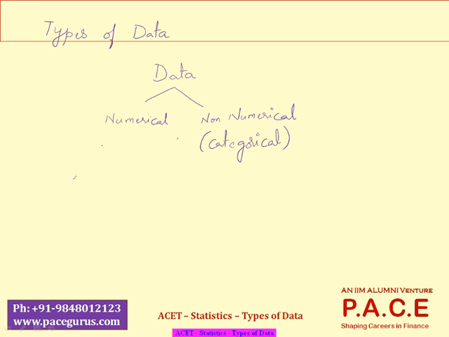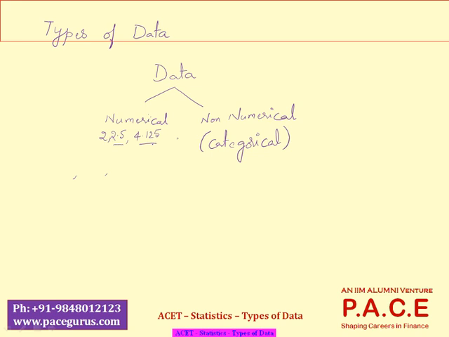So the simple numerical data is any numbers. For example, 2, 2.5, 4.125, all these are examples of numerical data. They may be in the form of integers, they may be in the form of decimal numbers like this. Whatever it is, if it contains a number in it, we classify it as numerical data.